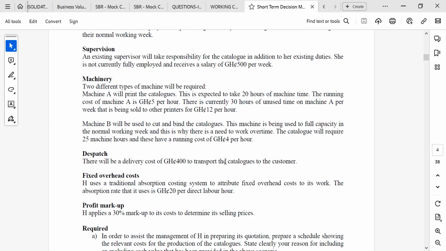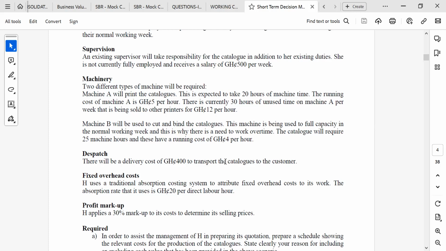Let's come here. This is expected to take 20 hours of machine time. The running cost of machine A is 5 cedis per hour. There is currently 30 hours of unused time on machine A per week that is being sold to other printers for 12 cedis per hour.